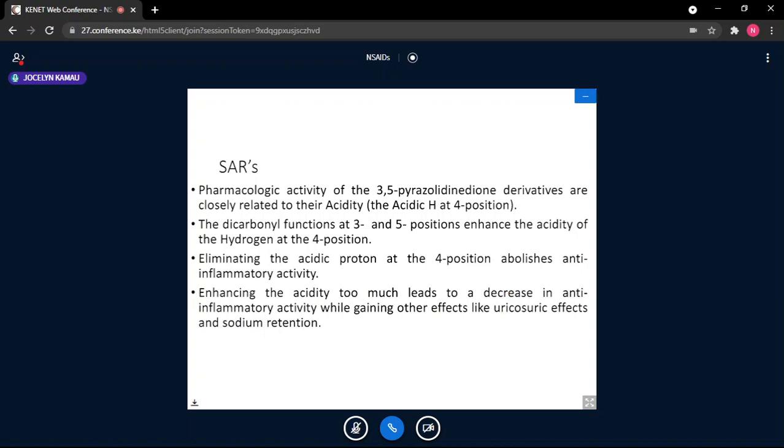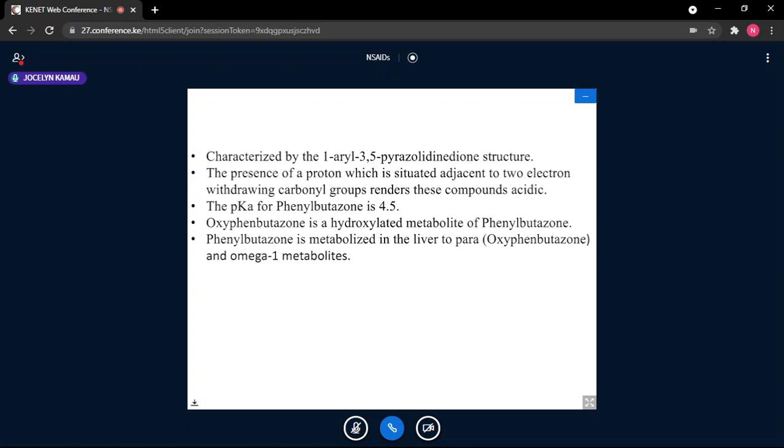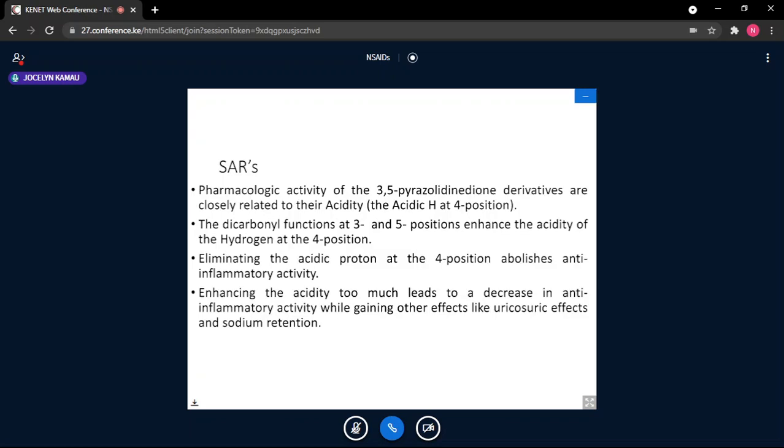Again, what is the uricosuric effect? All we are saying is, if you make this group too acidic, in other words, a very potent electron withdrawer, the drug reduces in its anti-inflammatory activity and it acquires other activities such as uricosuric activity and also sodium retention. So in other words, it retains sodium. So it becomes like a mineralocorticoid. It retains sodium.